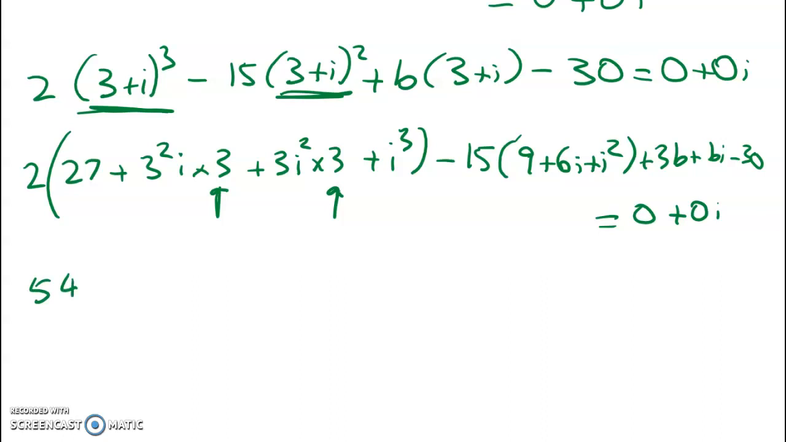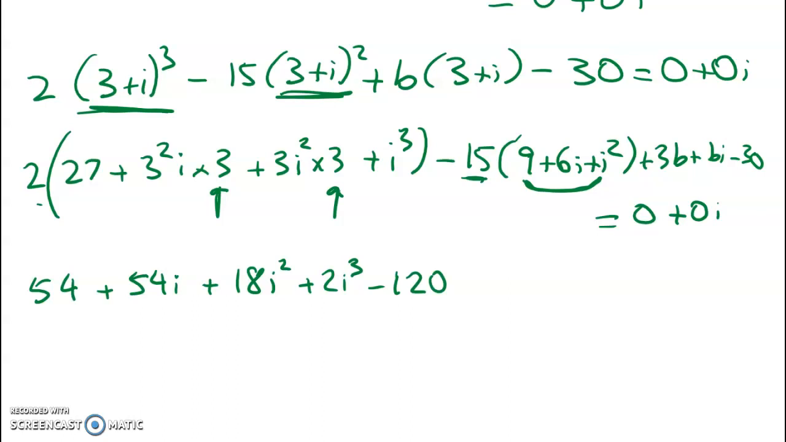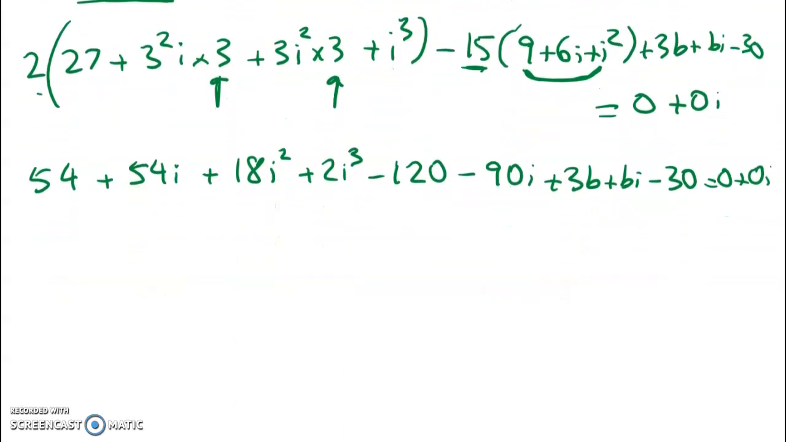We get 54 plus 54i plus 2 times 9 plus 18i squared, just leave it like that for now, plus 2i cubed minus, now in here, 9 plus i squared is 9 minus 1, which is 8. 8 15s are 120. So minus 120 minus 90i plus 3b plus bi minus 30 equals 0 plus 0i. So thank goodness we've done all the gross stuff.